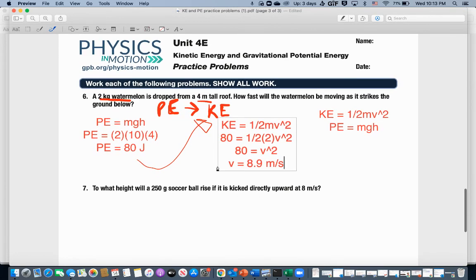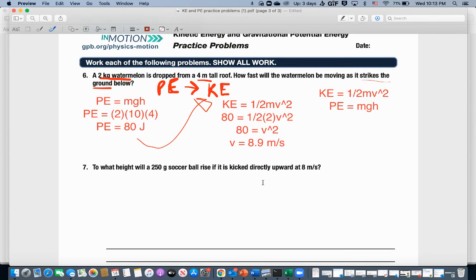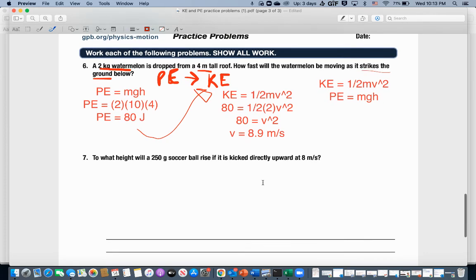Okay, and the idea here is we have enough to find potential energy, and it's going to go ahead and convert that right before it hits, right? So as it strikes the ground, meaning the height is 0, it's lost all this potential. Where is it going? It's going kinetic. Then we can use the kinetic equation. Okay, the last one here, and then we're going to be done.